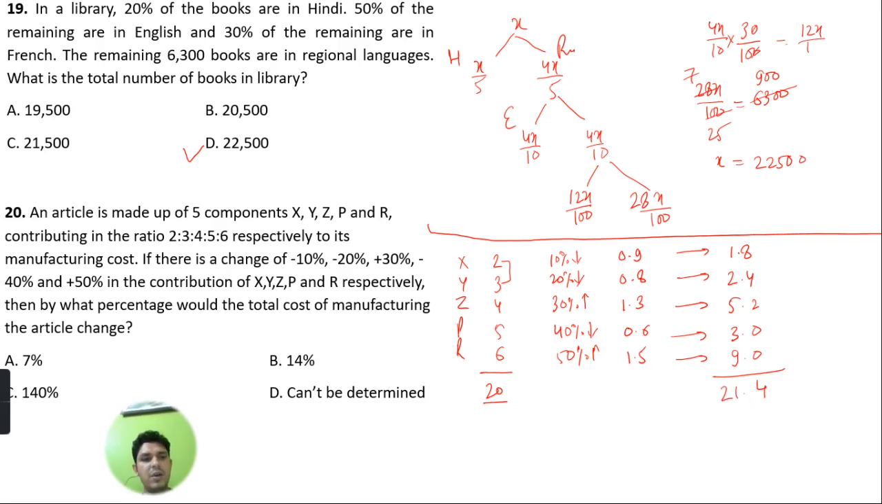And the question is, by what percent would the total cost of manufacturing the article change? That means if we check total cost change, this will be the difference between these two, that means 1.4, divided by the earlier cost, that is 20, multiplied by 100. So if we check further, this will be 7%. So students, the answer of this question will be 7%.